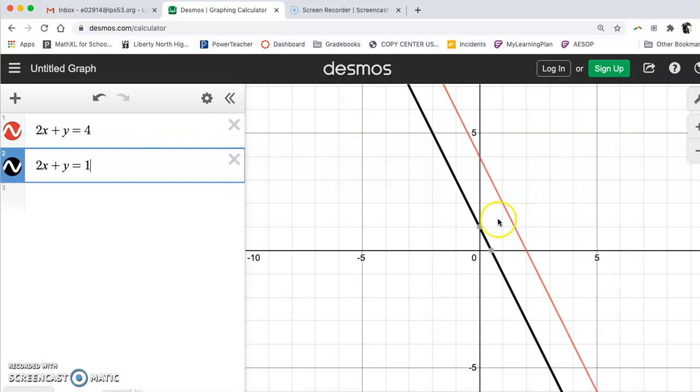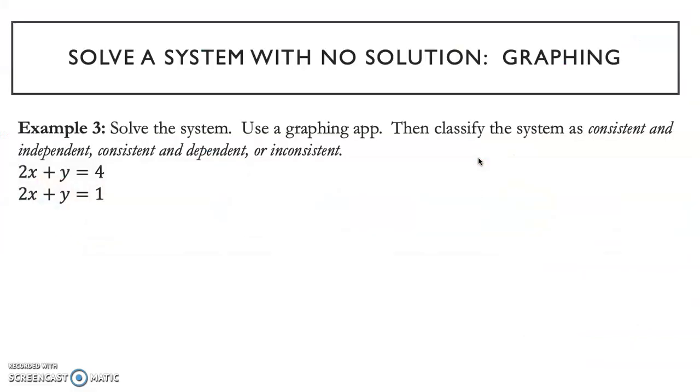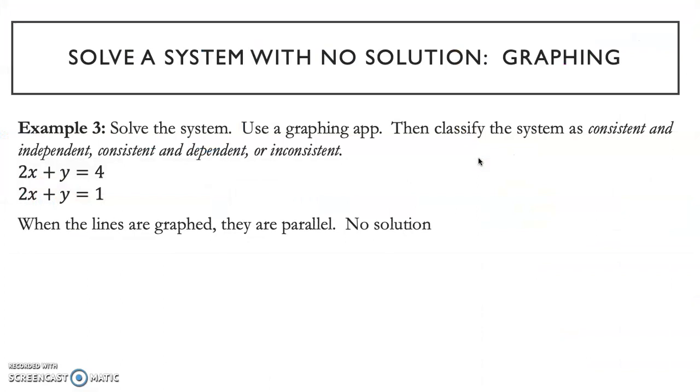So what happens is we have two lines with the same slope, but two different y-intercepts. They will never cross, so they have no solution. They are parallel lines. So this system is inconsistent, and that's all. We don't go on to the second part because we don't have any solutions to talk about to see if those lines are dependent or inconsistent. Sorry, independent or dependent.